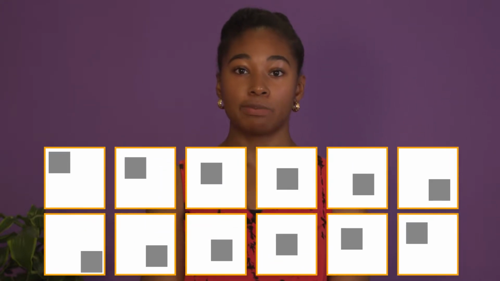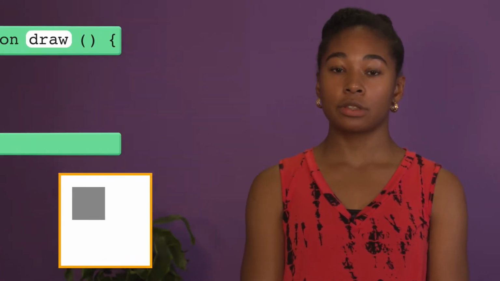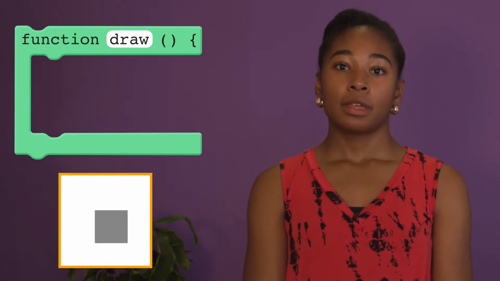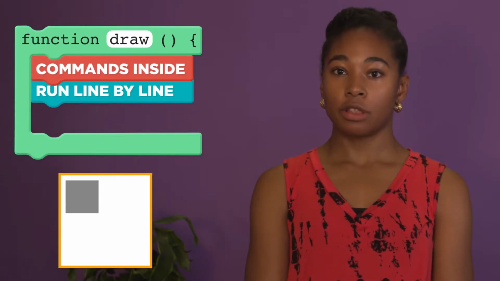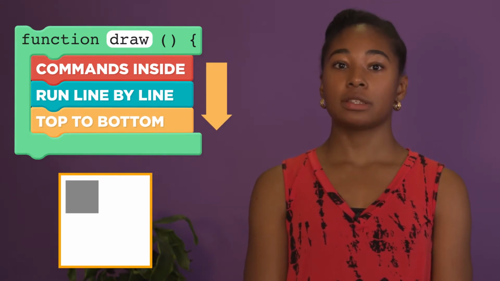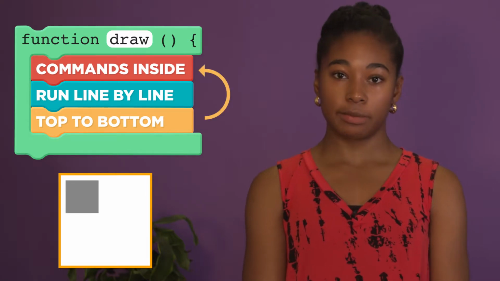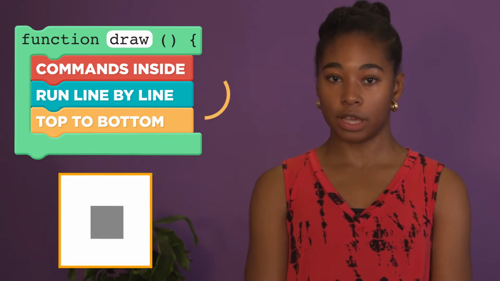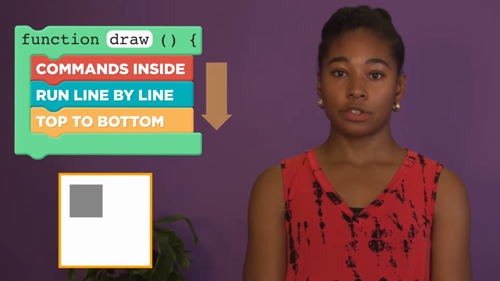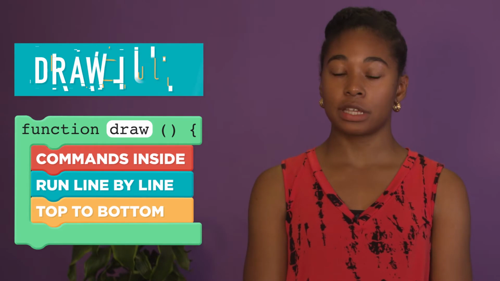But that's like a flipbook with only one page. To create real animations, we need to be able to string these pages of the flipbook together. In GameLab, we'll do this using the draw function. The draw function is special in GameLab. The commands inside of the draw function are run line by line from top to bottom. But once the computer reaches the end of the commands inside the draw function, it jumps back to the beginning and repeats the commands over and over again, as long as your program is running. Because the code in the draw function repeats in a loop, we'll just refer to this as the draw loop.